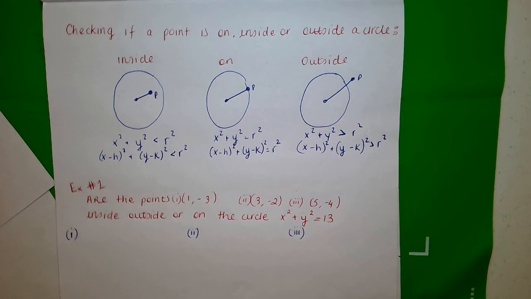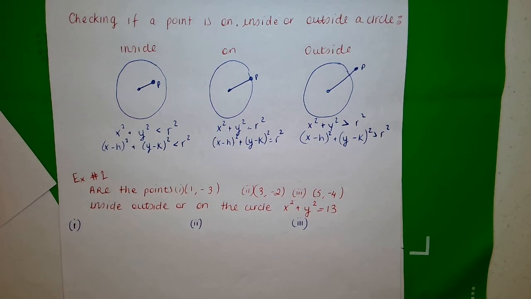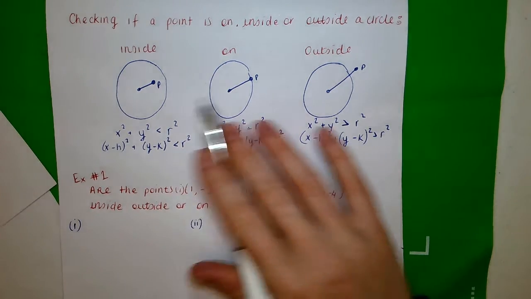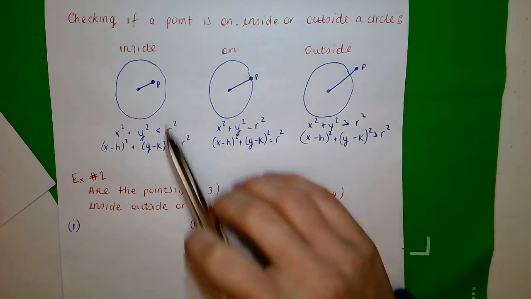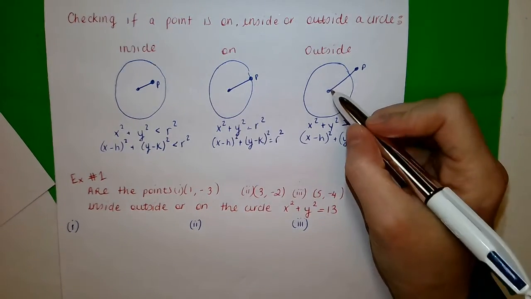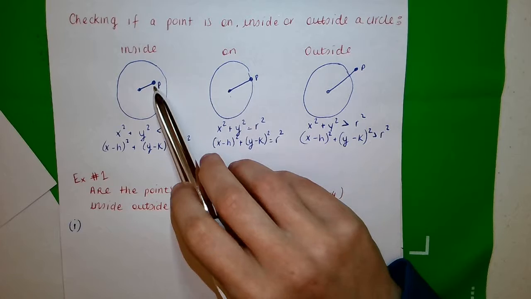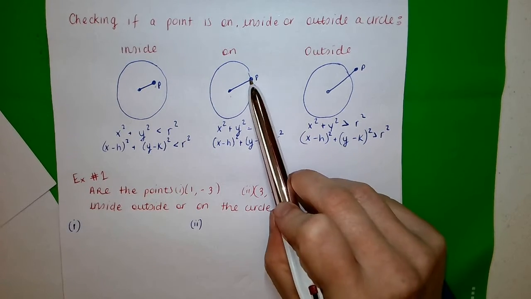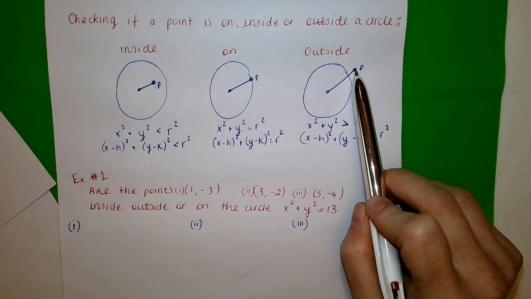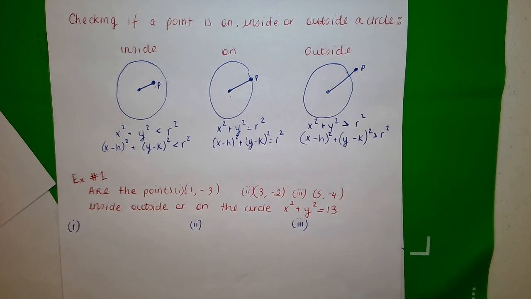In this video we are going to be checking if a point is inside, on or outside a circle. As you can see in these three diagrams, we have three circles with the centre clearly labelled, and then we have a point inside the circle, on the circle, and a point outside the circle. Each of these points is joined with the centre.